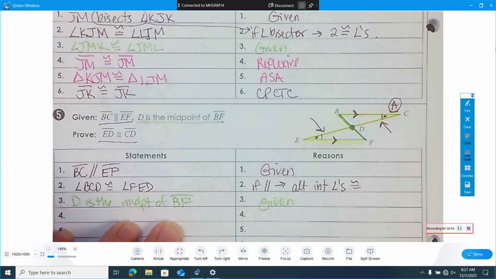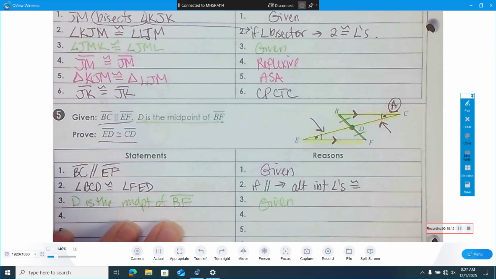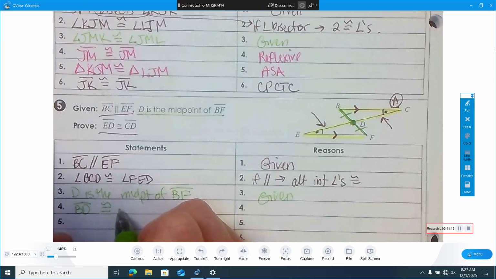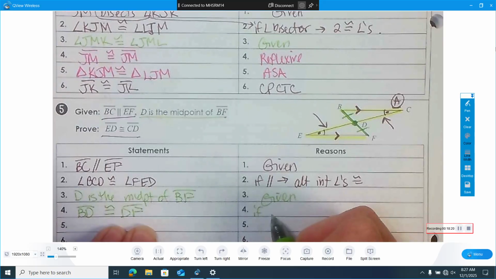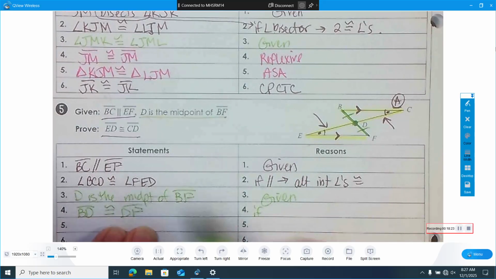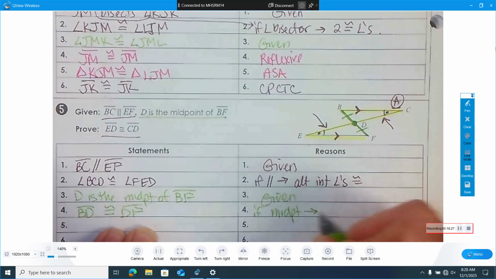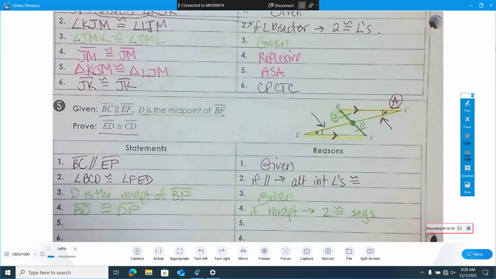What does that mean if I have D is the midpoint? So segment BD is congruent to segment DF because why? If midpoint, we get two congruent segments. So here we have a pair of sides.